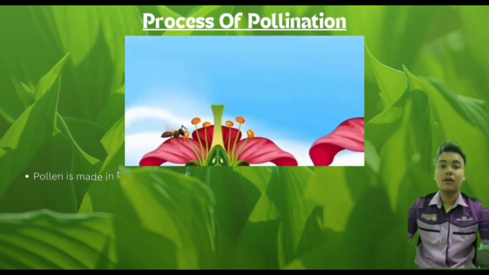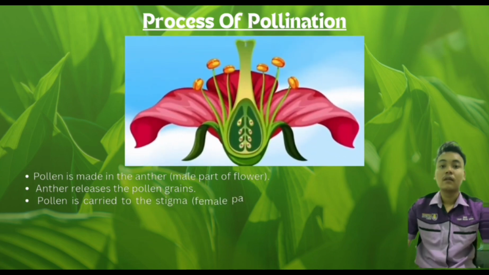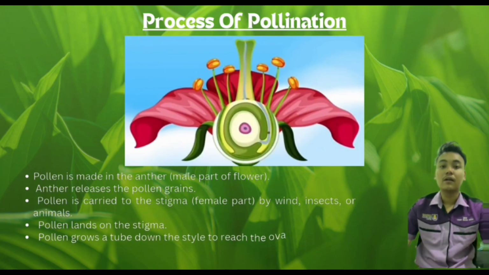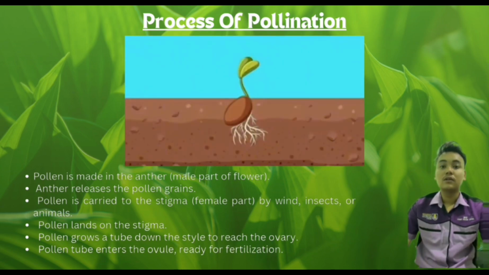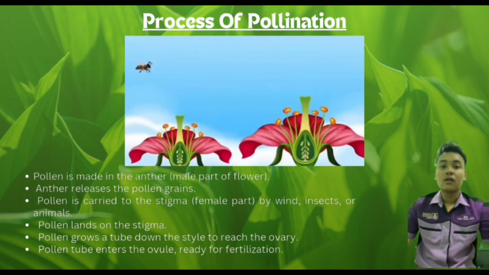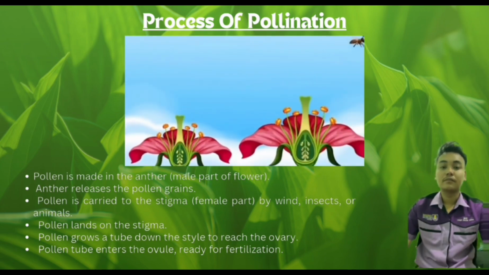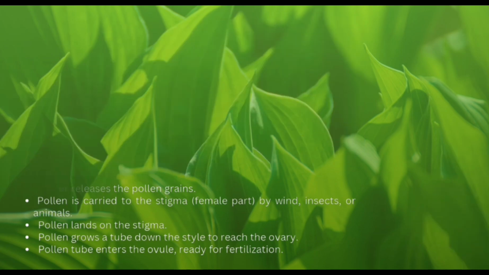Next, I explain the pollination process. First, pollen is made in the anther, the male part of the flower. The anther releases the pollen grains. Pollen is carried to the stigma, the female part, by wind, insects, or animals. Pollen lands on the stigma. Pollen grows a tube down the style to reach the ovary. And lastly, the pollen tube enters the ovule, ready for fertilization.